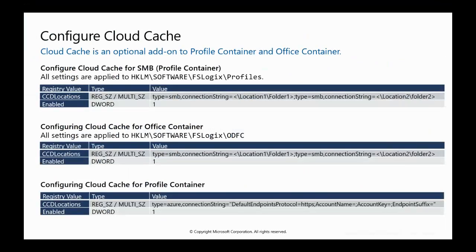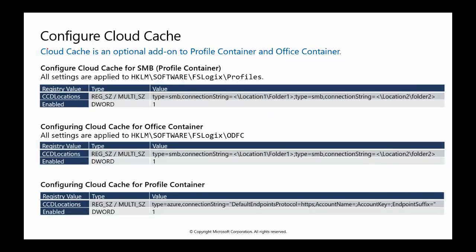So, Cloud Cache is an optional add-on to the profile container and to the Office container. It is a technology that provides incremental functionality to profile container and Office container. Cloud Cache uses the local profile to service all reads from a redirected profile or Office container after the first read. So whenever I come back to read again, this information stored in the cache will make the reading and delivering of these requirements much faster.